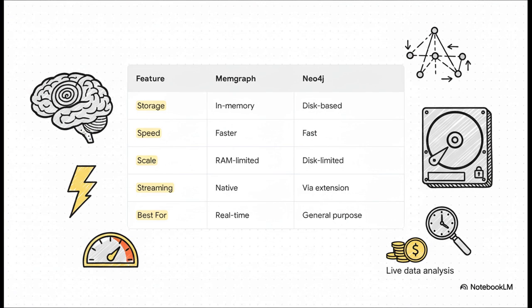So here's the breakdown. Storage, in-memory versus disk-based. Speed. Memgraph is faster, while Neo4j is plenty fast for most things. Scale, this is key. Memgraph is limited by your RAM, Neo4j is limited by your hard drive, which is obviously much, much bigger. Just look at that bottom row at the bottom. Real-time versus general purpose. It's really like comparing a sprinter to a marathon runner. You have to pick the right athlete for the race you're actually running.